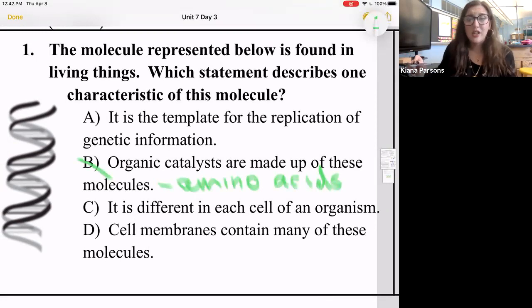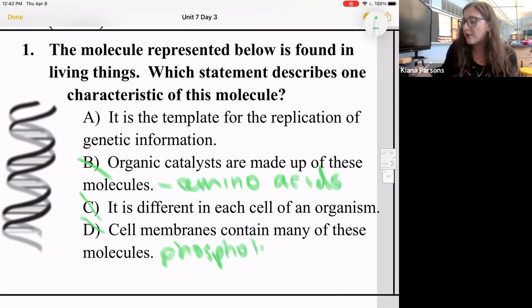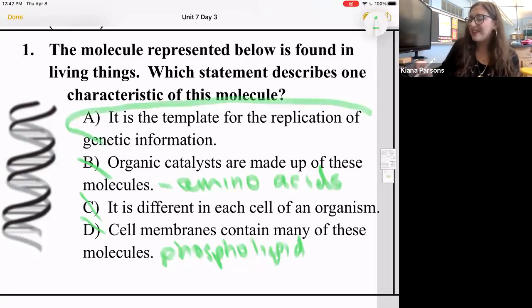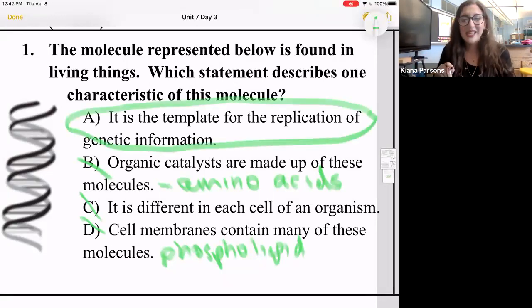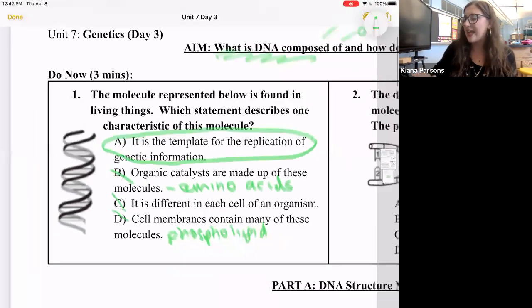It is different in each cell of an organism. Well, we know that's not the case, right? All of our cells have the same DNA. Or cell membranes contain many of these molecules. And no, those would be phospholipids. And although DNA has a sugar phosphate backbone, it is not a phospholipid. It is the template for the replication of genetic information. So the answer to number 1 is A.